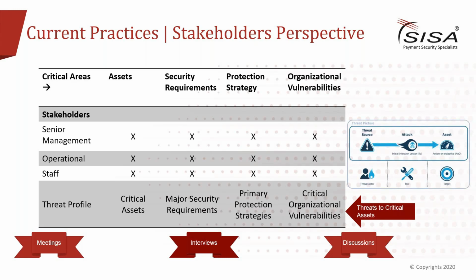For staff, it can be different again. For staff, the critical assets might be their endpoints. Or the critical threats they might be facing are the hundreds of spam emails they get every now and then. Many of these spam emails, as we discussed before, one in around 100 emails contains malware. So these things would be understood from staff-level knowledge. Based upon the meetings, interviews, and discussions, you will be able to formulate a threat profile where you will have the critical assets, major security requirements, primary protection strategies, and critical organizational vulnerabilities.